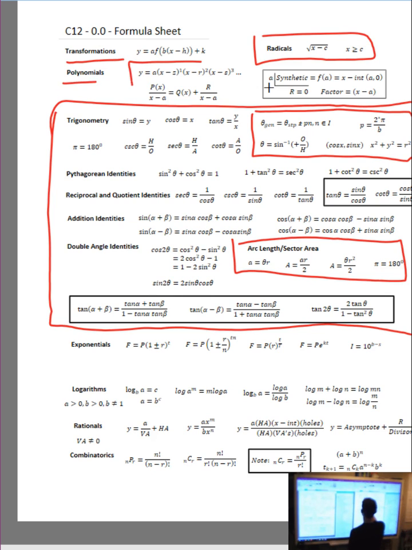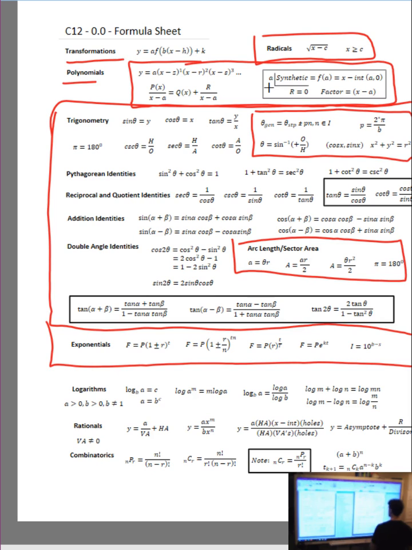Polynomials has a bunch of stuff. The regular form of polynomial, different ways we can write things, and the factor and the remainder theorem off to the right. And chapter 4, 5, and 6 is the trigonometry section in the middle. And then chapter 7 is the exponential formulas down below. And chapter 8 is the logarithm formulas down below.